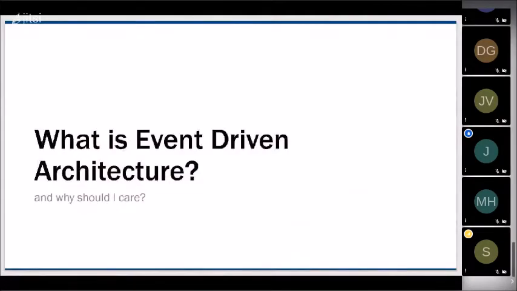So what is event-driven architecture? Well, it's an architecture that deals with events. All right, that's cool. Peace out.